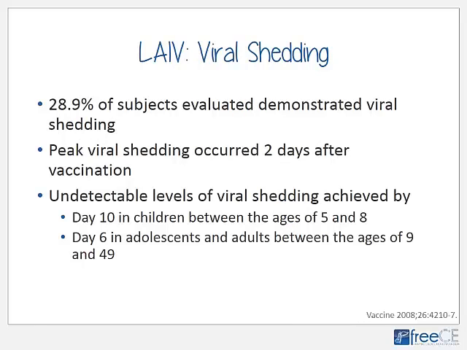I think the next important piece to talk about, and I think this comes up a lot, is the issue of viral shedding with the live attenuated vaccine product. There was a study done taking a look at the viral shedding associated with this product. What they showed was that about 30% of the subjects evaluated demonstrated viral shedding. The peak of that viral shedding occurred about 2 days after receiving the vaccine. And undetectable levels of viral shedding were achieved by day 10 in children between the ages of 5 and 8, and by day 6 in adolescents and adults. So a longer shedding period in the younger children.